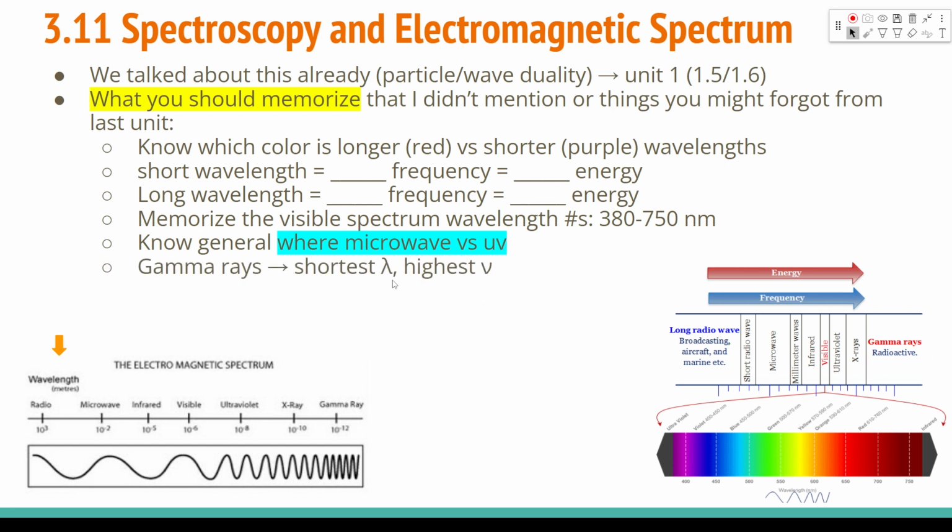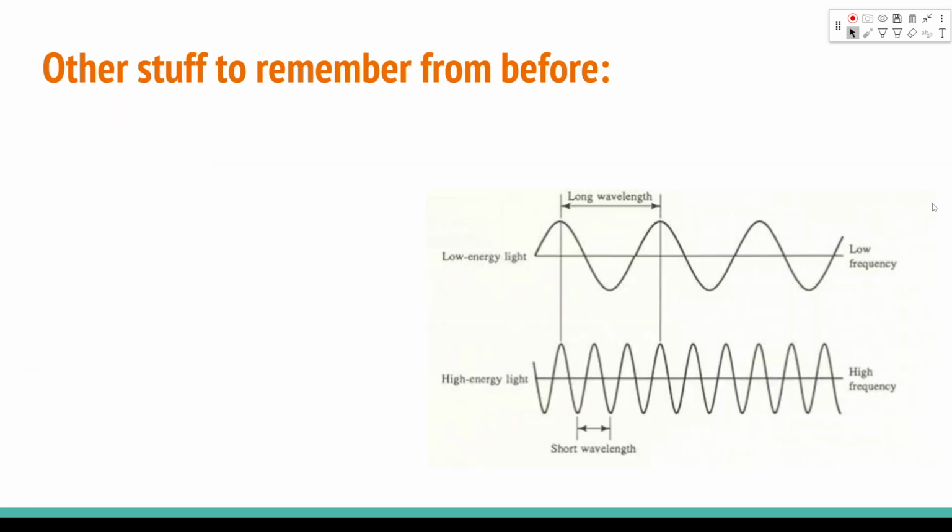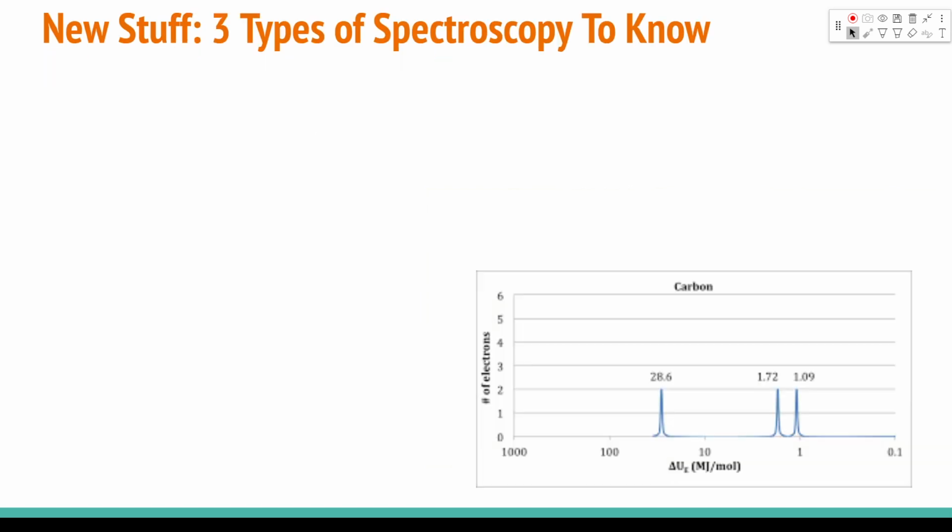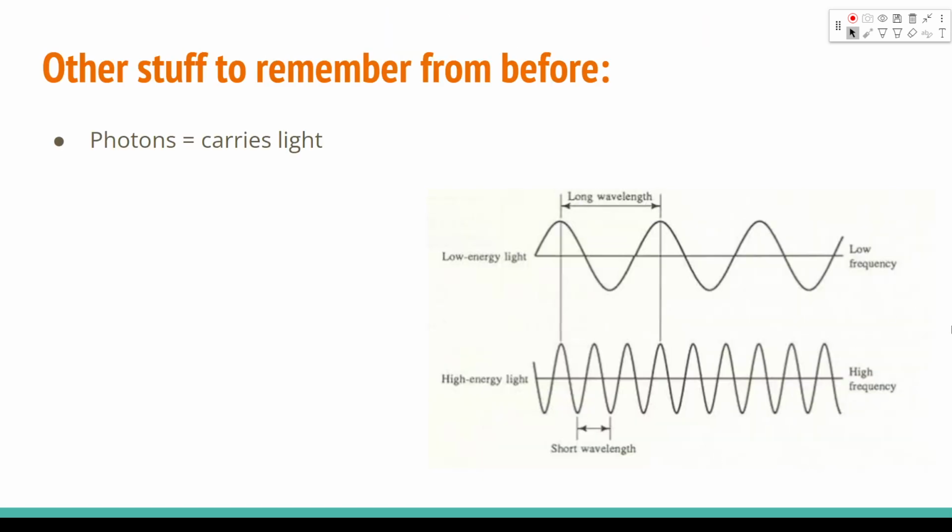Gamma rays have the shortest wavelength. Remember that lambda's wavelength, highest frequency, and then radio waves being the longest wavelength, lowest frequency. Know those. Because again, I've seen some MCQs related to that. All right. So other stuff to remember from before, remember photons are carrying that light, the visible light that we see. Obviously it can carry other kinds of energy, but light we see comes when it goes from an excited to a less excited state. So, yep, just remember that.